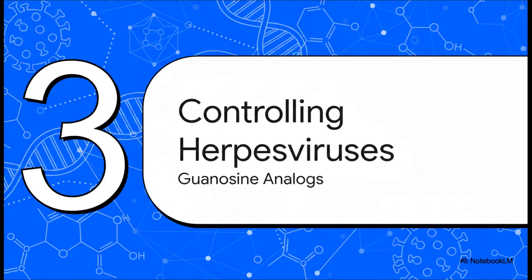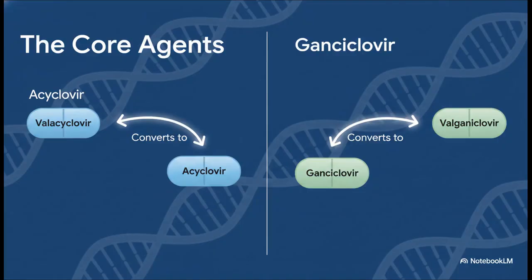All right, moving on from the flu, let's talk about a family of viruses that, well, they like to move in and never leave: the herpes viruses. We're talking about HSV, which causes cold sores, VZV, the chickenpox and shingles virus, and the more serious CMV. Our main weapon against them is a really clever class of drugs called guanosine analogs. Basically, they're counterfeit DNA building blocks that we trick the virus into using, which then grinds its replication machinery to a halt.